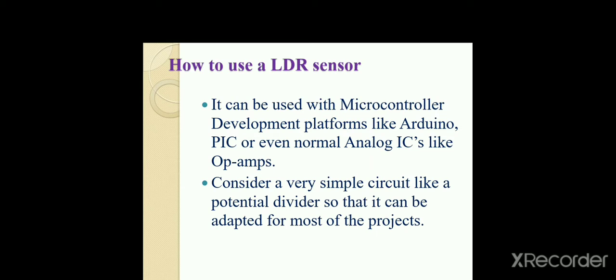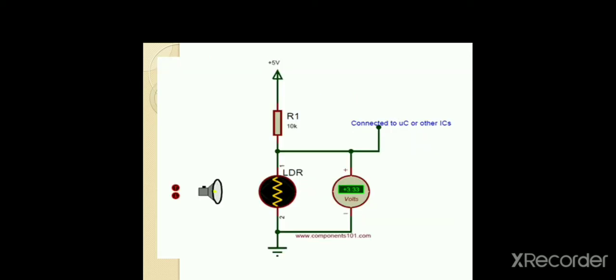An LDR can be used with microcontrollers like PIC, Arduino, etc., or with operational amplifiers. Consider a simple diagram, like a potential divider, so that it can be adapted for most projects. Observe this diagram. There is one lamp at the left side of the circuit whose light falls on the LDR so that it can sense the light.